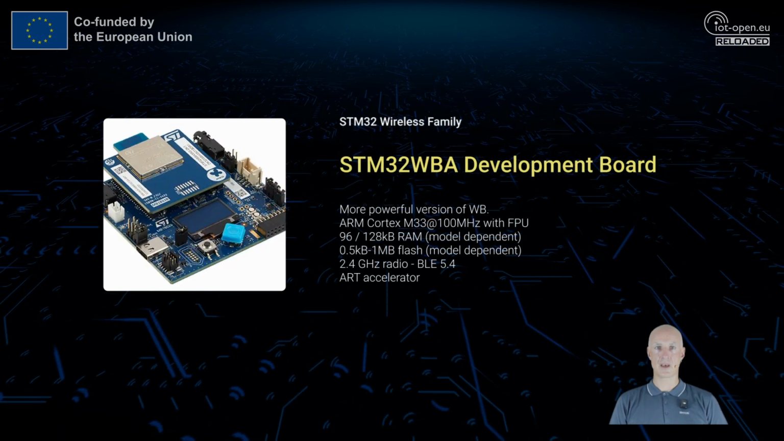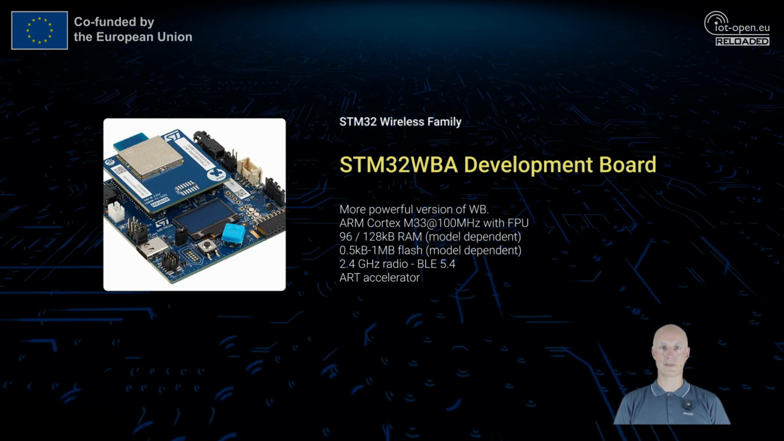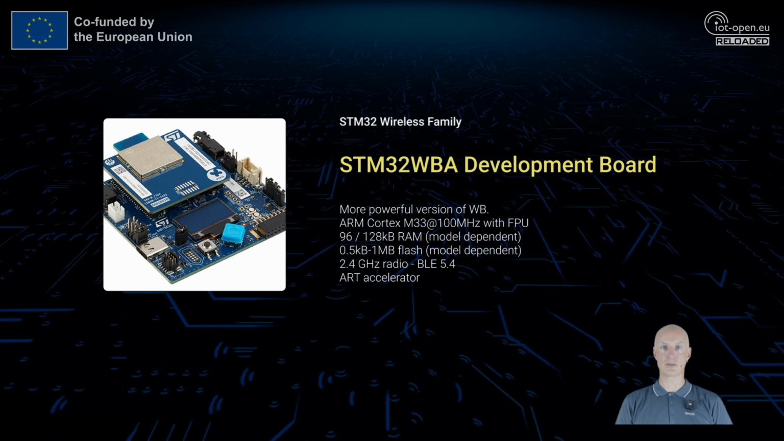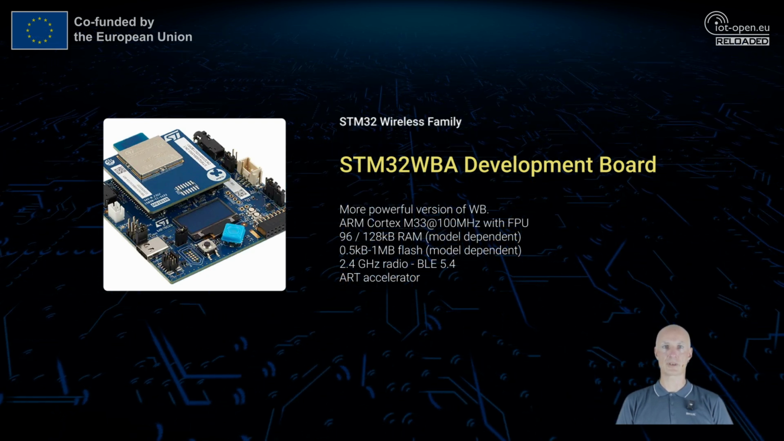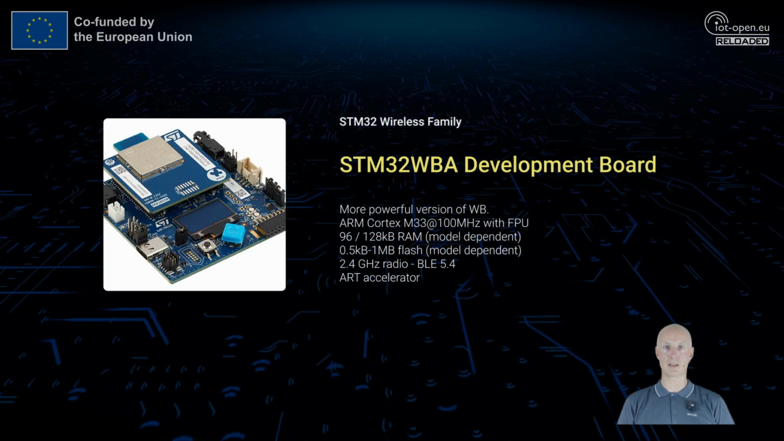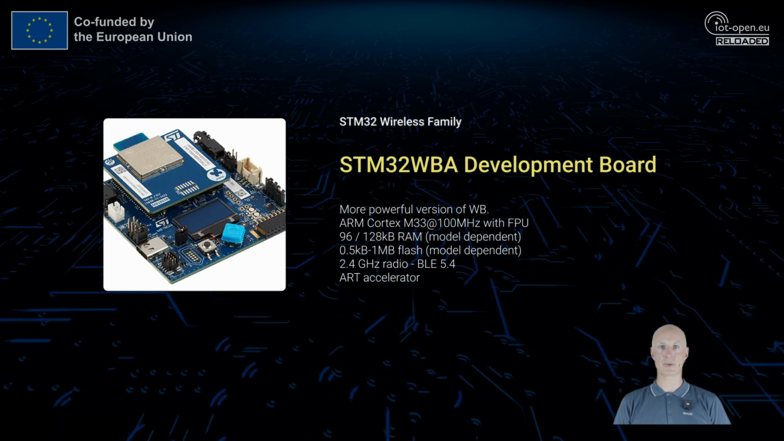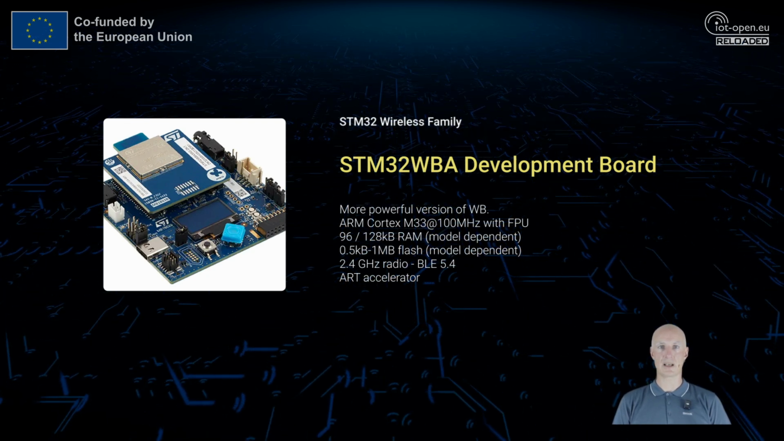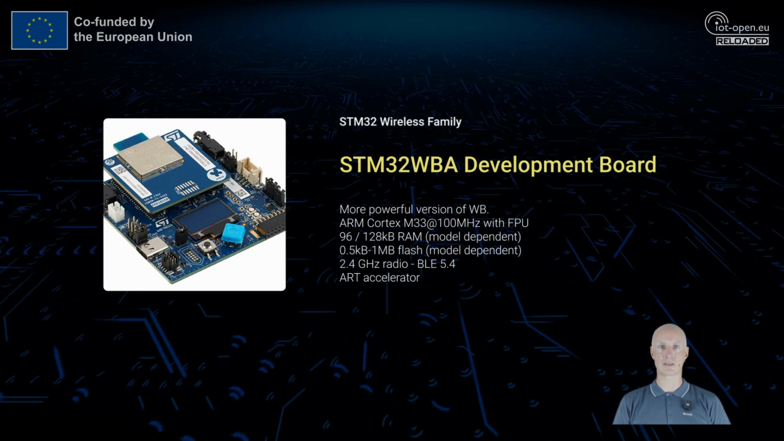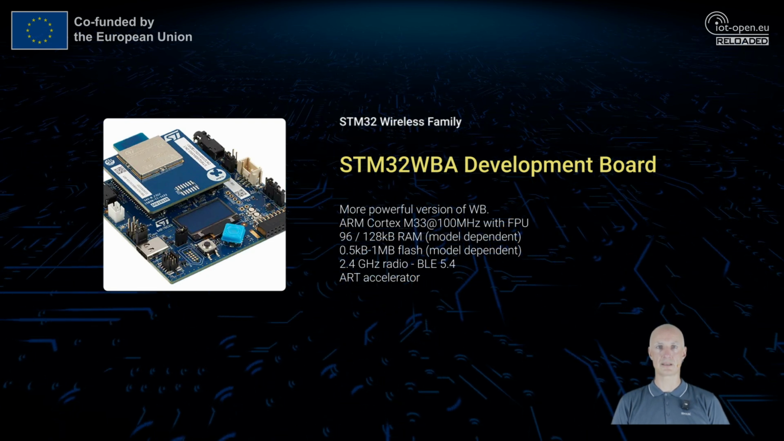The STM32 WBA is a more powerful version of the STM32 WB. Its main core is implemented in the ARM Cortex-M33 architecture and can run up to 100 MHz. The M33 core contains a memory protection unit, DSP, and FPU. The RAM is either 96 or 128 KB, and the flash is half or 1 MB.